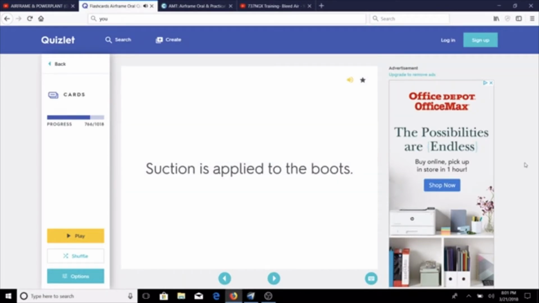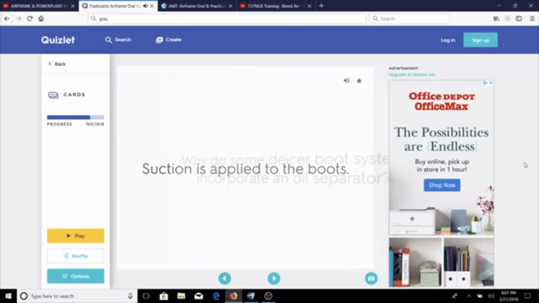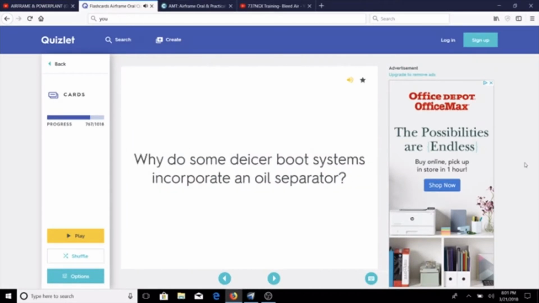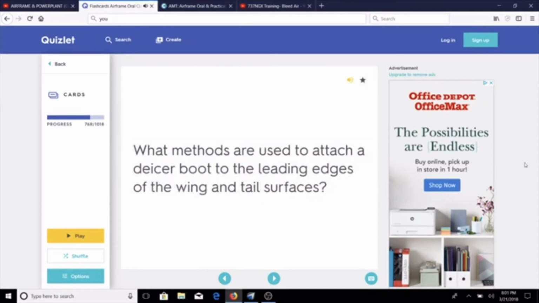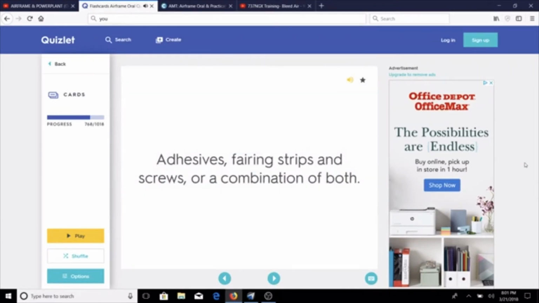Suction is applied to the boots. Why do some de-icer boot systems incorporate an oil separator? If a wet pump system is used, the oil must be removed before it reaches the boots because oil damages the rubber. What methods are used to attach a de-icer boot to the leading edges of the wing and tail surfaces? Adhesives, fairing strips and screws, or a combination of both.